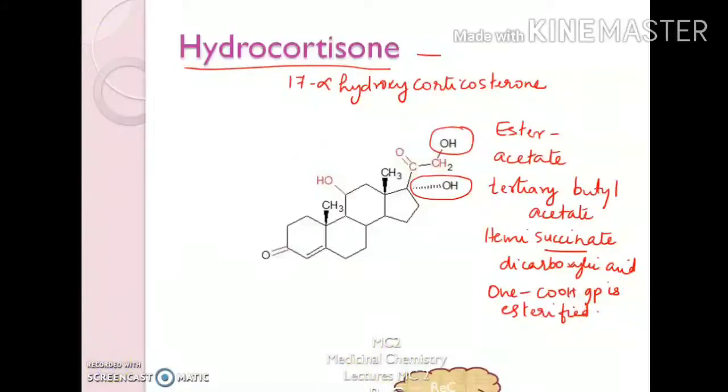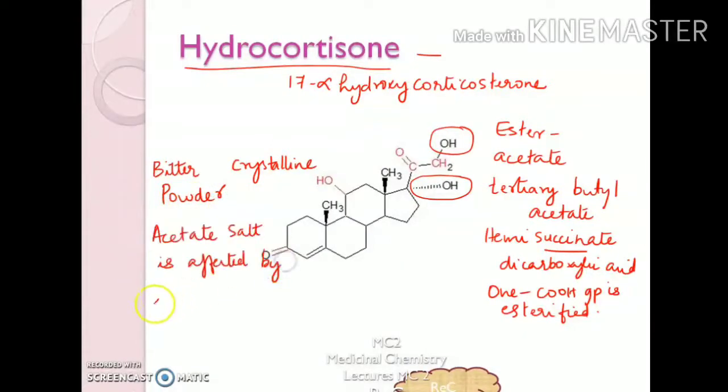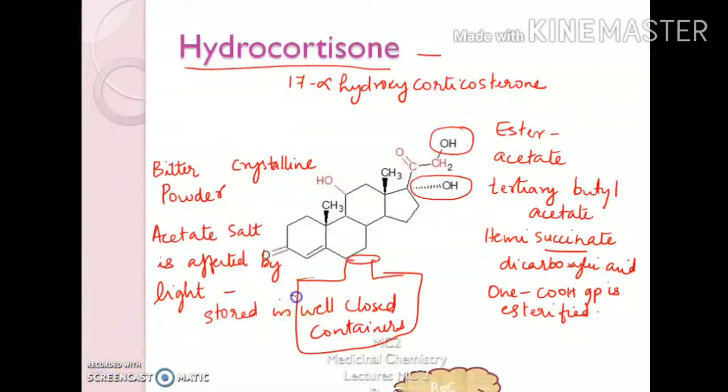The hydrocortisone acetate form is more commonly used. Hydrocortisone acetate is a practically white, odorless, bitter crystalline powder. It is affected by light. Hence, it should be stored in well-closed, light-resistant containers.